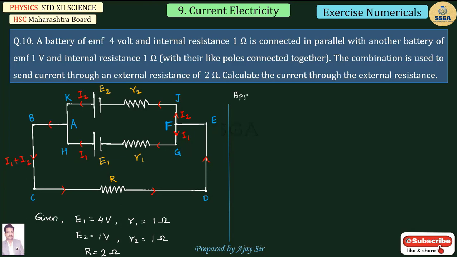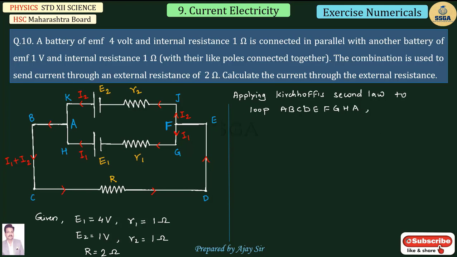Applying Kirchhoff's second law to loop A, B, C, D, E, F, G, H, A. Again we come back to the point A. So let us apply Kirchhoff's law here.